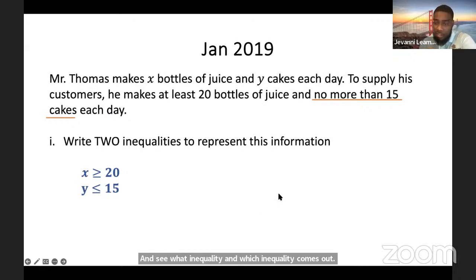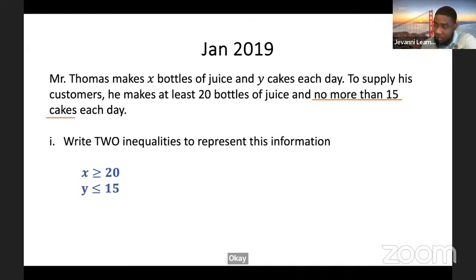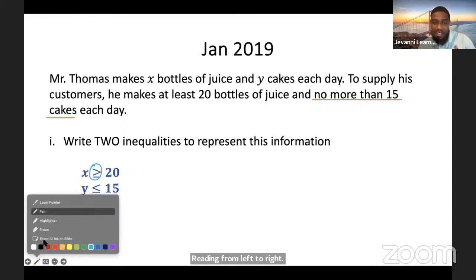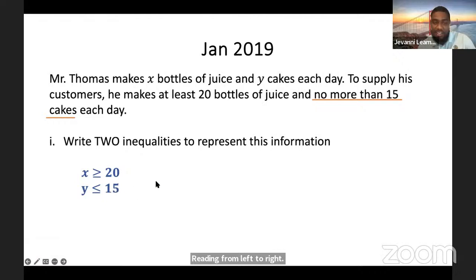Excuse me, sir. Yes, go ahead. Why is it that for X you have less than or equal to 20? That's a sign? You sure? What sign is this? Reading from left to right. Oh, greater than or equal to. Okay. All right, so you were reading it incorrectly then. Can you explain that, please?